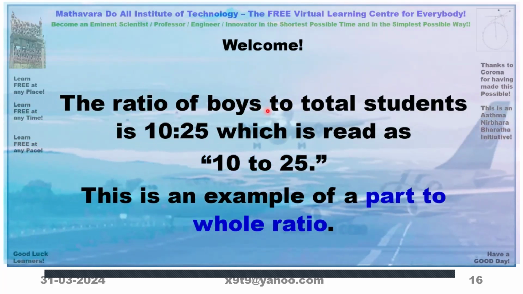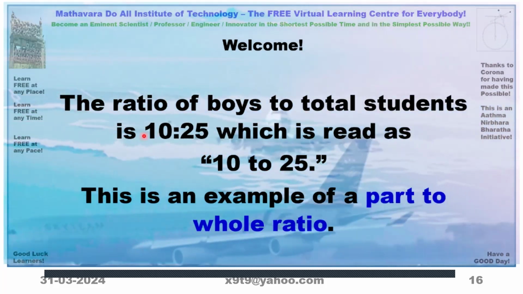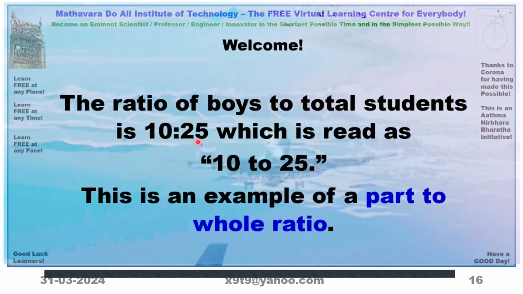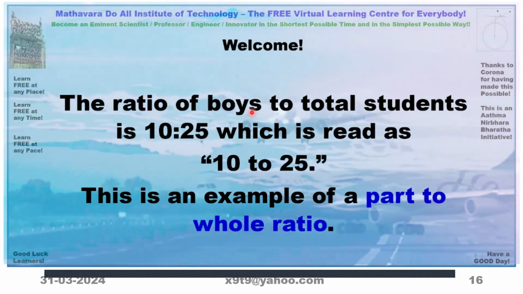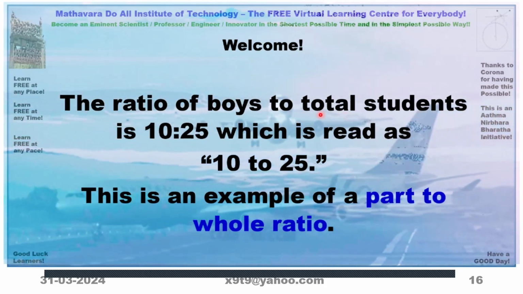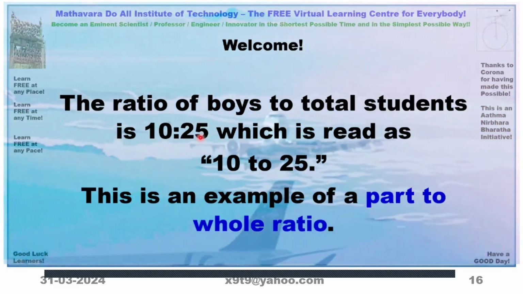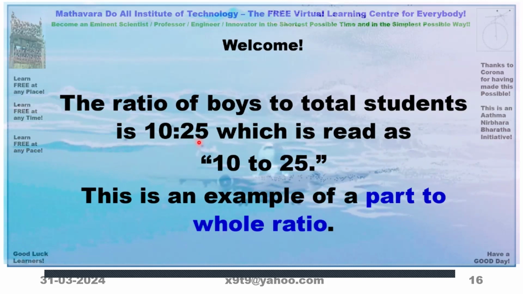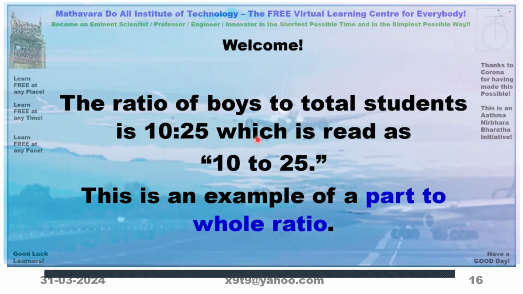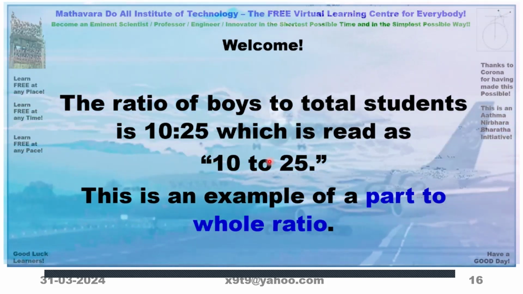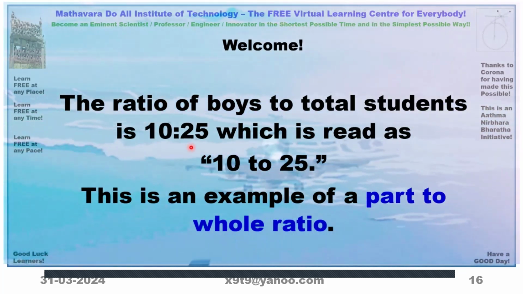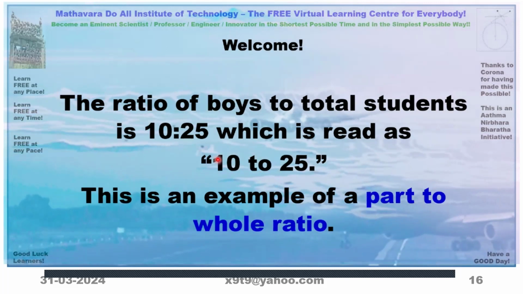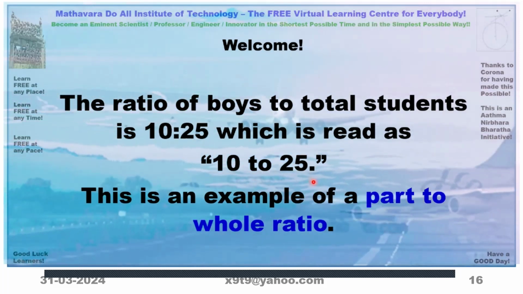The ratio of boys to total students is written as 10:25. So, the order: boys comes first, total comes next. The total is 25. So 10:25 is the ratio. This we will read as 10 to 25. Writing is this way, 10:25, but reading that will be read as 10 to 25.